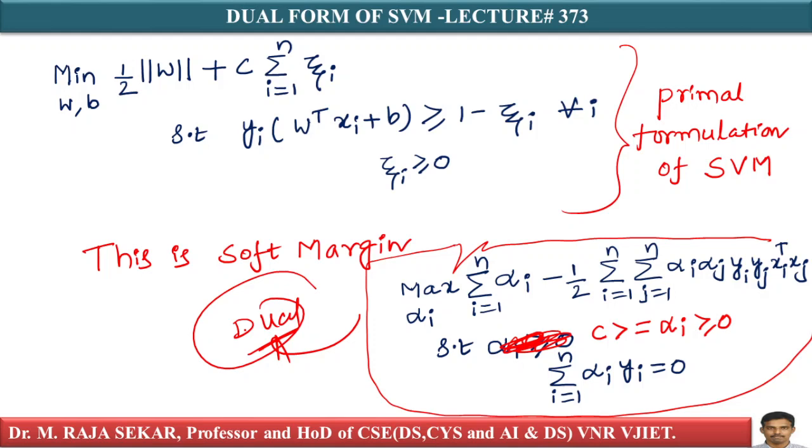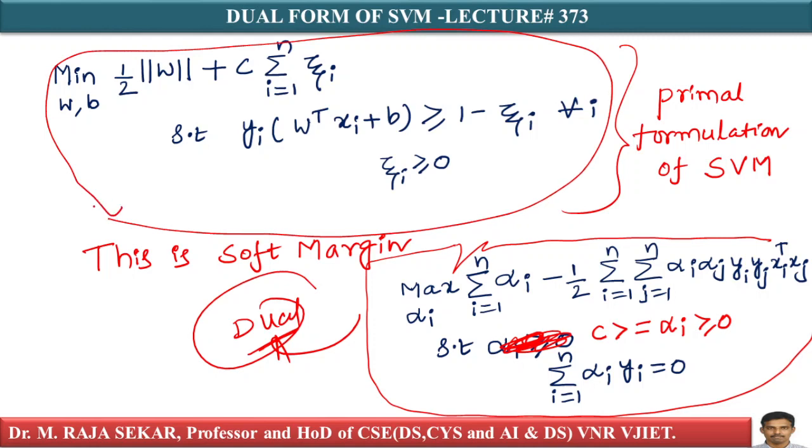Solving the primal problem is equivalent to solving the dual problem, isn't it? This is primal. Solving the primal problem is equivalent to solving the dual problem. Why this sort of dual formulation is important, we will try to understand. In SVM, instead of solving the primal problem, we can solve the dual problem.